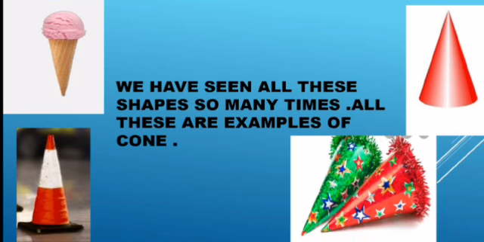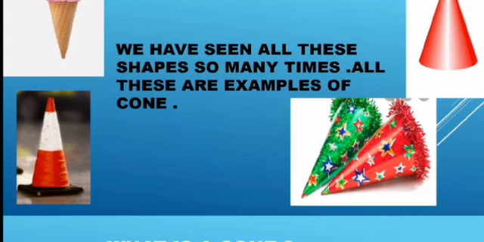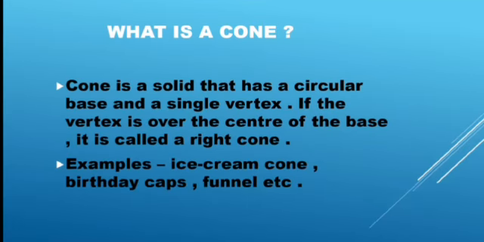Cone. We have seen all these shapes so many times. All these are examples of cone. What is a cone? Cone is a solid that has a circular base and a single vertex. If the vertex is over the center of the base, it is called a right cone. Examples of cone are ice cream cone, birthday caps, funnels, etc.